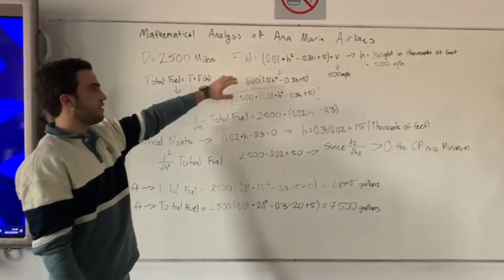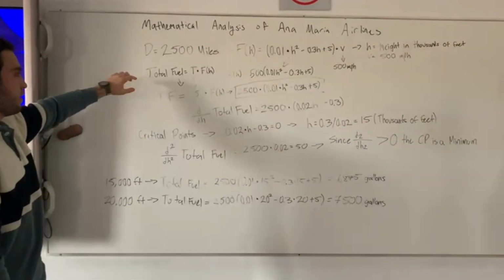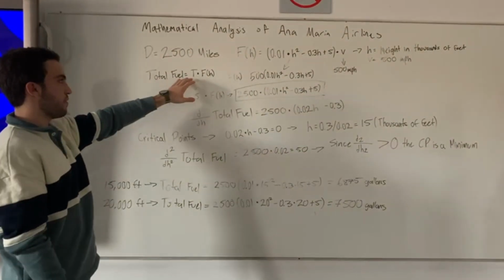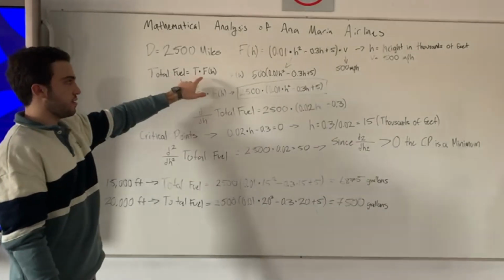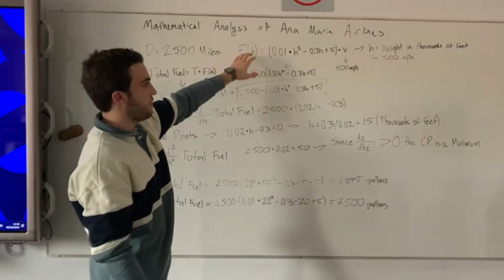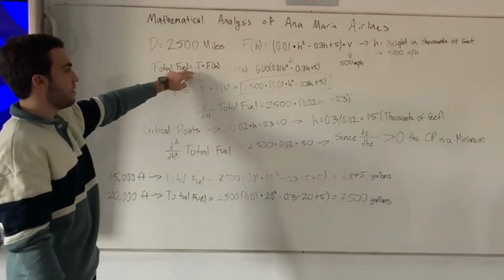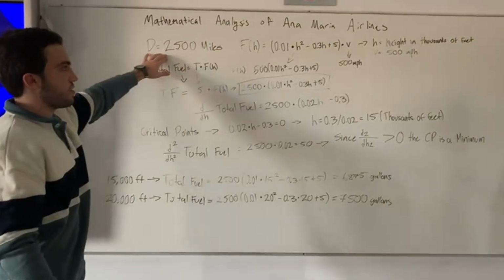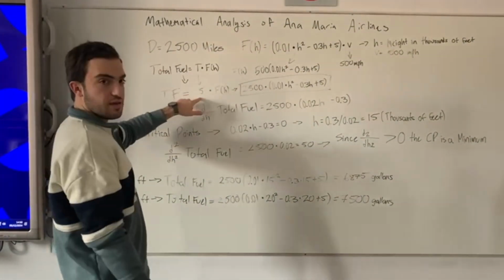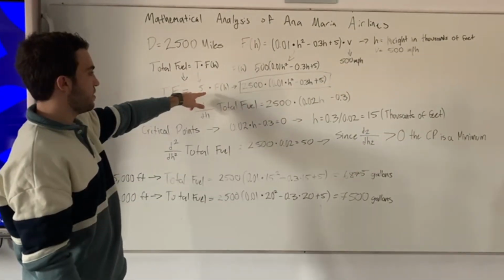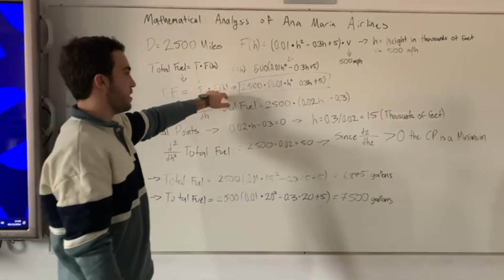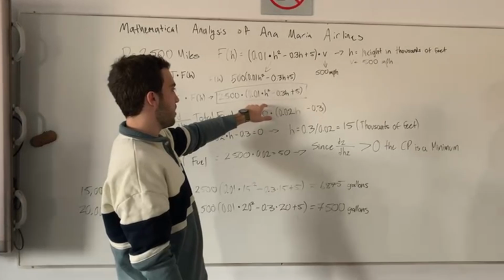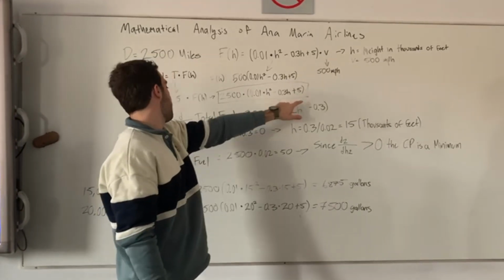Okay, so now that we have the formula for the fuel consumption rate, we can find the formula for total fuel consumption. So we know that the formula for fuel consumption is time times the fuel consumption rate. So in order to find time, we know that we're traveling at 500 miles per hour and that the flight distance is 2,500 miles. So we know that the total flight time will be 5 hours. Then we multiply those 5 hours by the fuel consumption rate and we get the formula, which is 2,500 times 0.01 h squared minus 0.3 h plus 5.